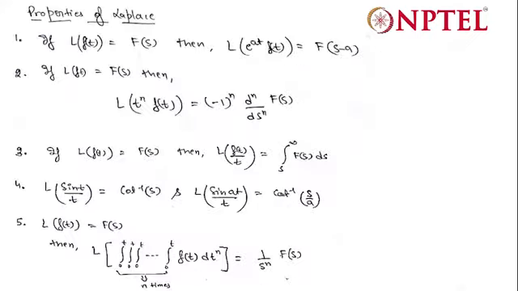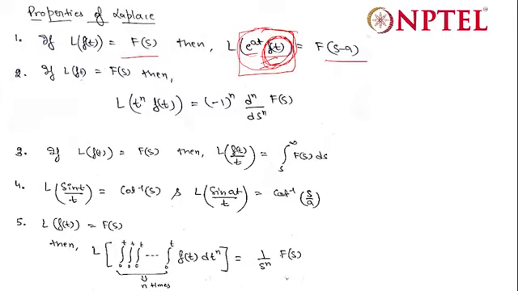Okay. So now move on to the properties of Laplace. Suppose some function is f(t) whose Laplace transform is F(s). They are asking you to get the Laplace transform of a function in which e to the power a t is multiplied by f(t). Suppose any function is given like that, and you know the Laplace transform of f(t). How will you get the Laplace transform of the whole function? Whatever the Laplace transform of f(t) is, you have to replace s with s minus a. Okay.